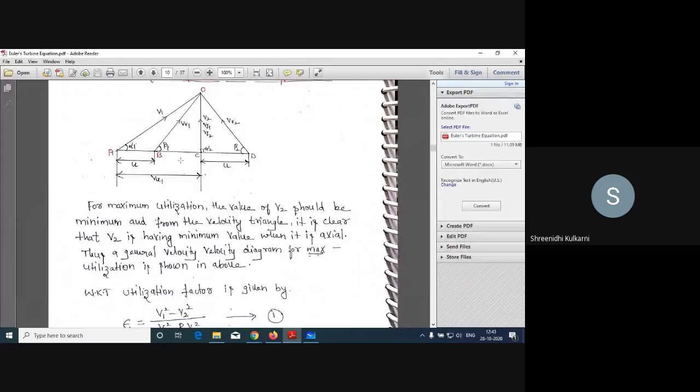For maximum utilization factor, the value of V2 should be minimum, and from the velocity triangle it is clear that V2 has minimum value when it is axial. Thus a general velocity diagram for maximum utilization factor is shown above.